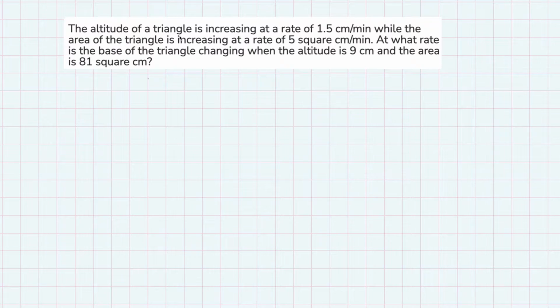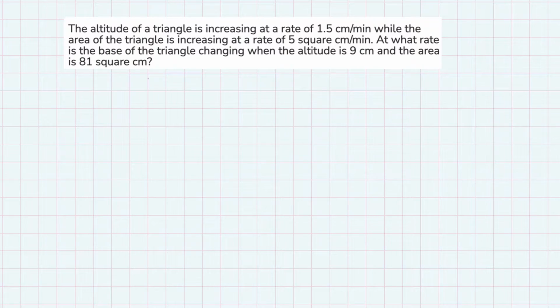The altitude of a triangle is increasing at a rate of 1.5 centimeter per minute, while the area is increasing at this rate. So we got a triangle, and it talks about altitude changing, area changing, and we need to find the rate of change of base.